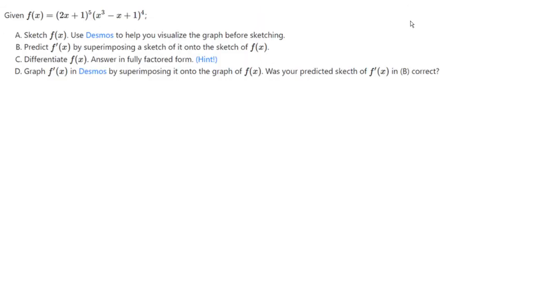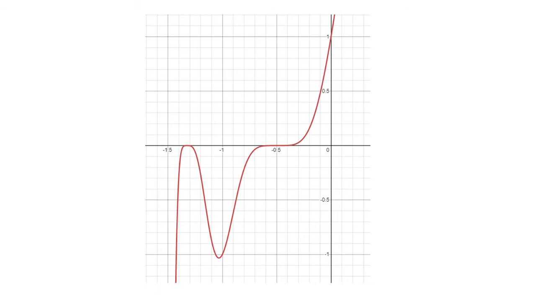Now in question B, they want us to predict f prime of x, so the derivative of the function, by superimposing a sketch of it onto the sketch of f(x). So if we go back to our graph here, what we're going to do is divide the domain into regions that are defined in terms of the slope that this function has. So we are going to start from the left.